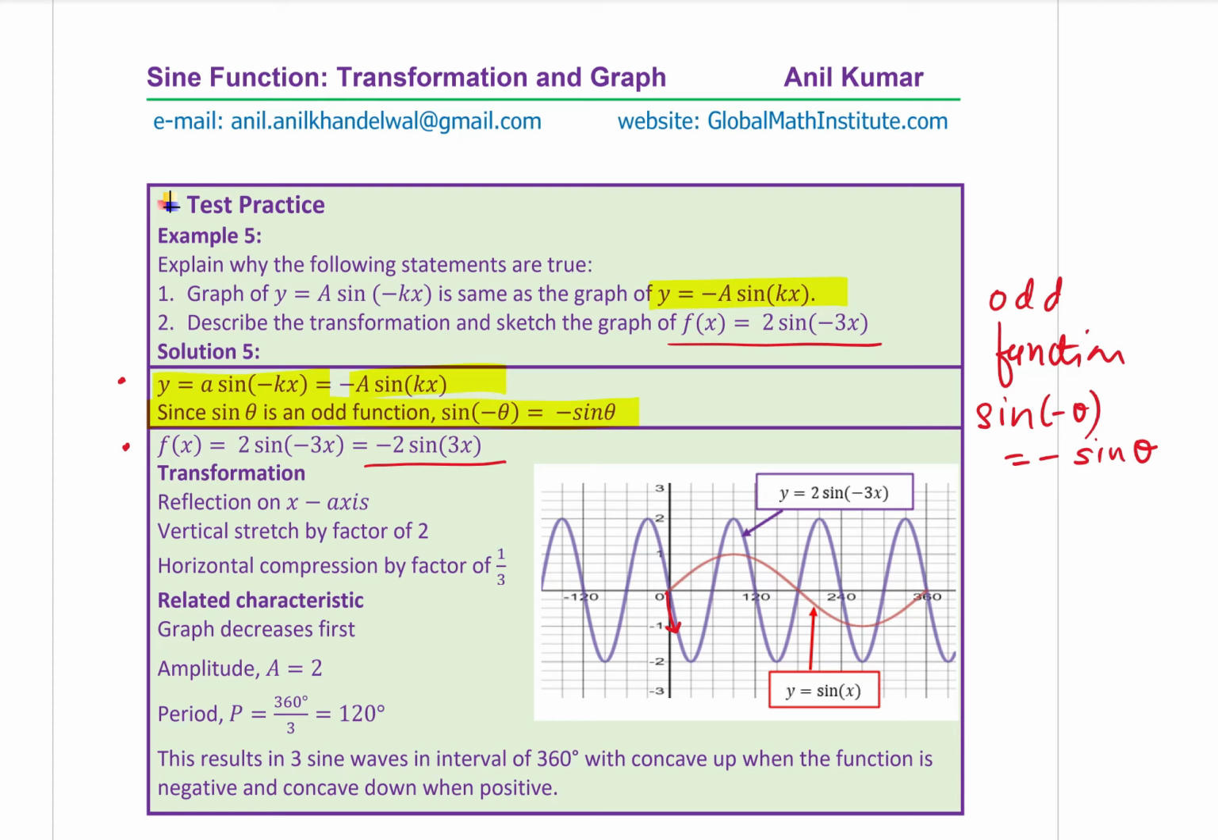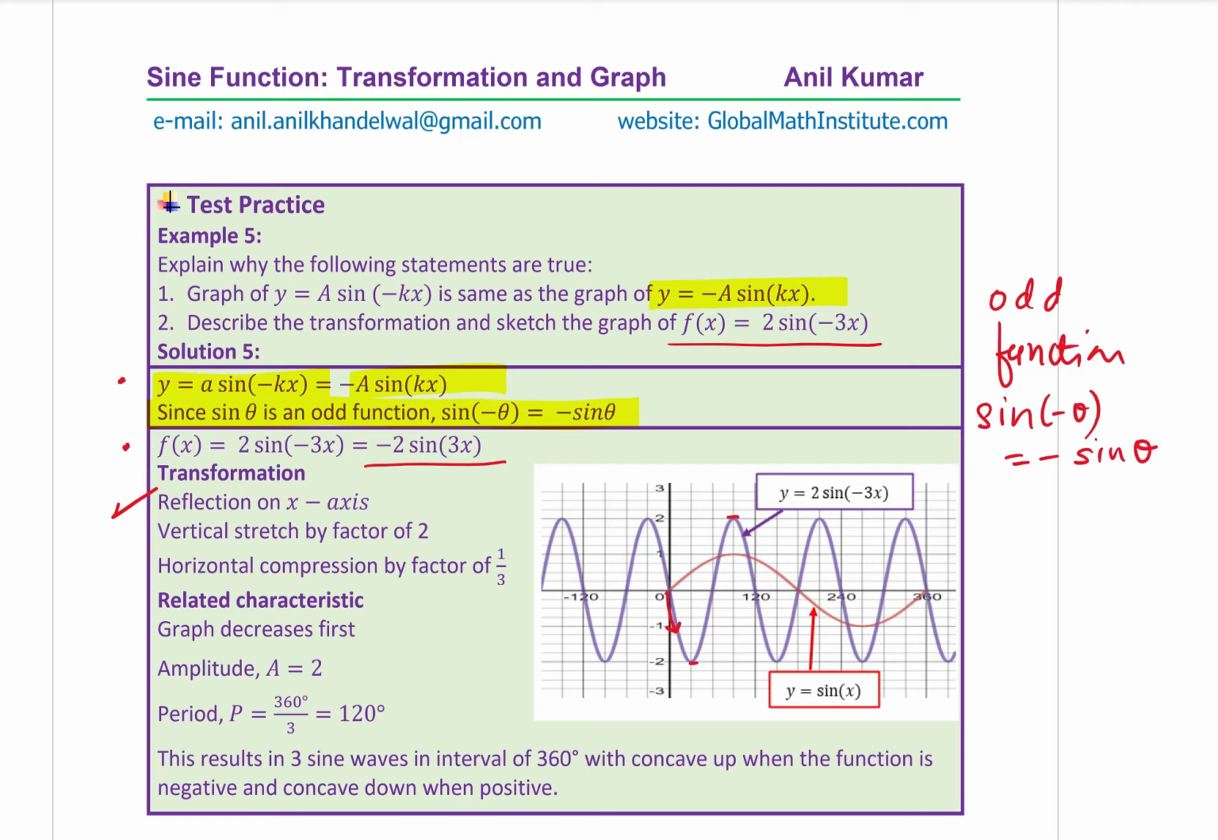Now, minus 2 means reflection. Minus is for the reflection on the x-axis. 2 is the stretch factor. So instead of 1 and minus 1, the range now will be from minus 2 to 2. The maximum value, the amplitude, is going to be 2. So first is reflection along the x-axis. You have to describe from left to right, okay? So that minus signifies reflection on the x-axis. Then vertical stretch by a factor of 2, and 3 is horizontal compression by a factor of 1 over 3.